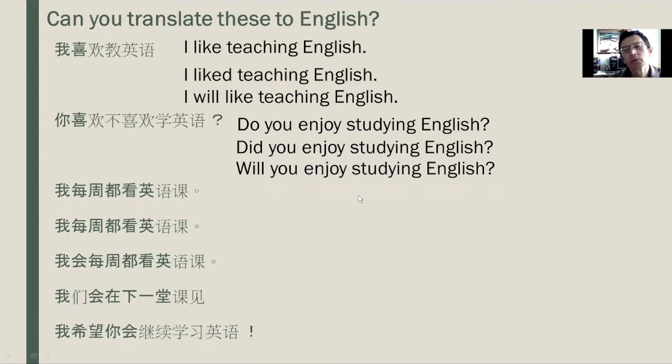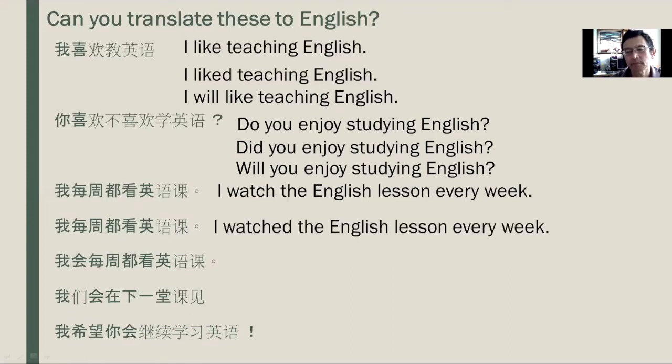Can you translate this sentence? I watch the English lesson every week. What about the past tense? Can you make a past tense sentence of this sentence? I watched the English lesson every week. What about this next sentence? So that's the future tense. What would that be? I will watch the English lesson every week.